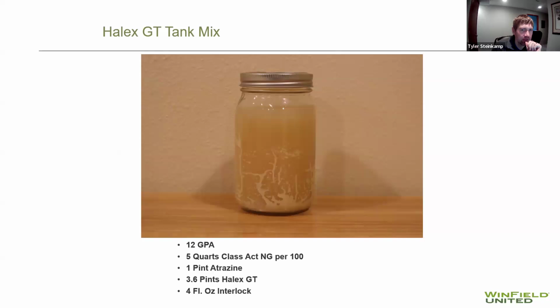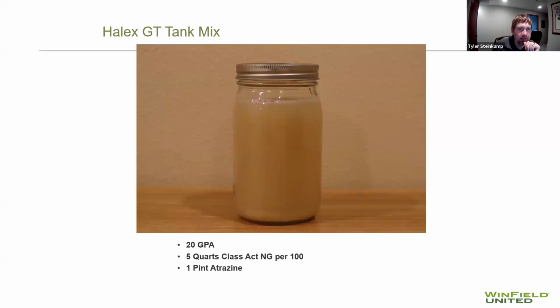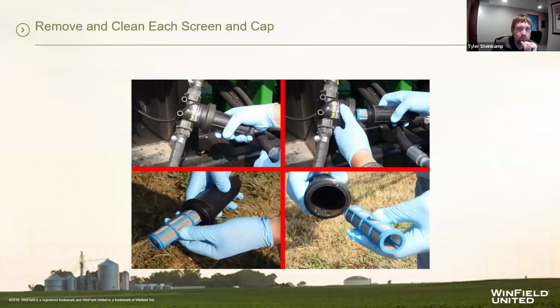All right, last thing is on sprayer cleanout. The biggest thing, guys, and this won't take too long, make sure that you are pulling those screens out. Another comment that I will have, if you get a new John Deere sprayer with Exact Apply, pull the screens out of them and replace them.